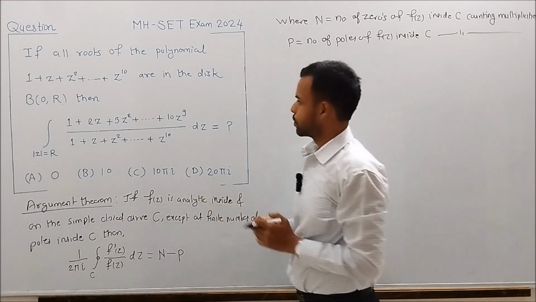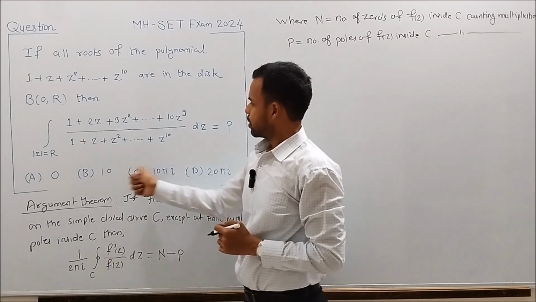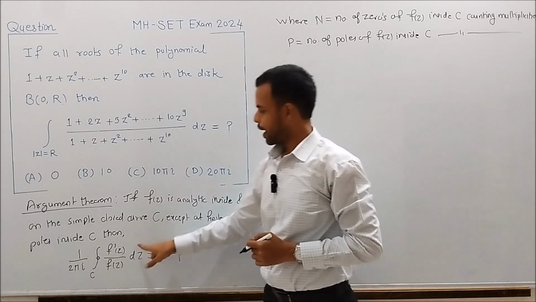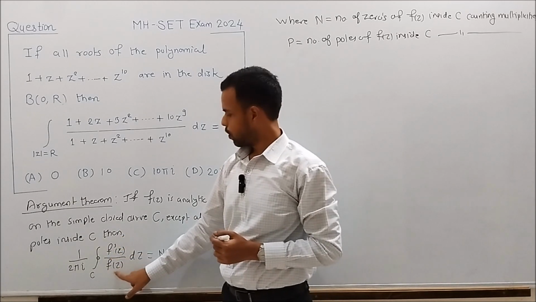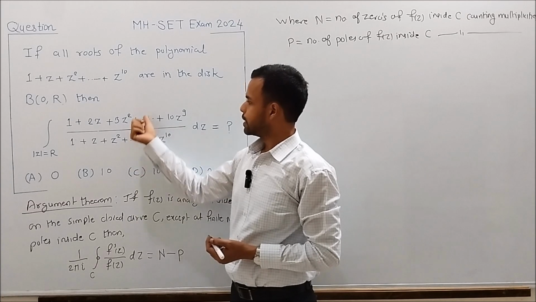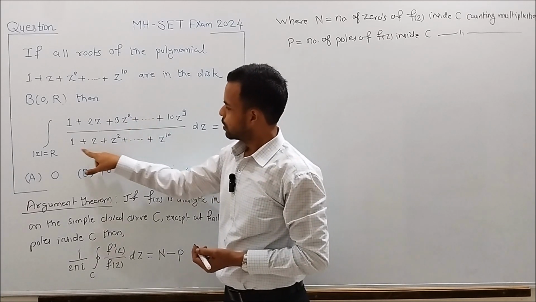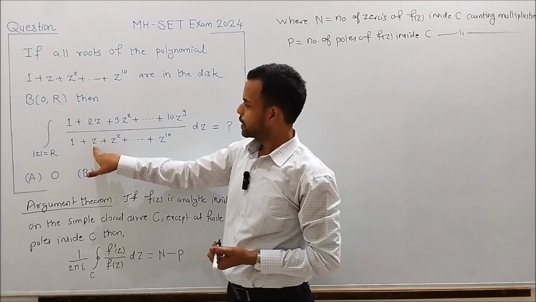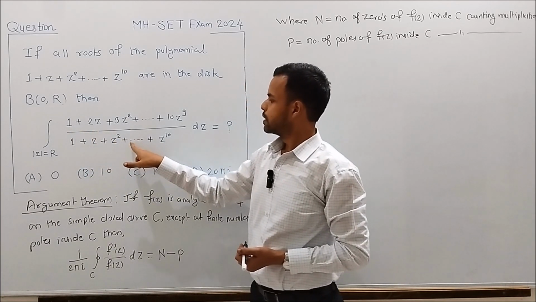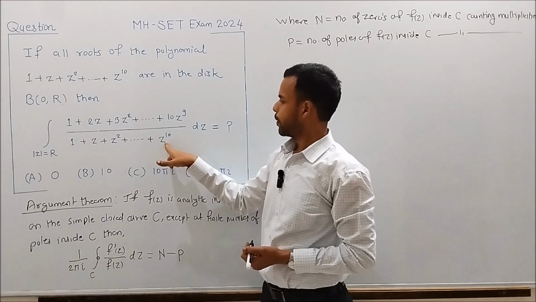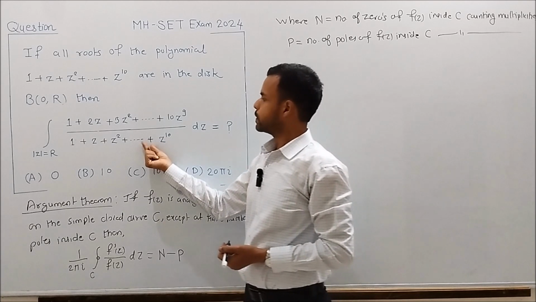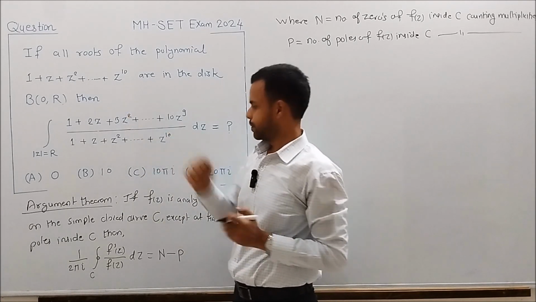So let us see. Here in our case, we can see that the form of this integral is the same as the form of the integral in this theorem. This is f of z and this is f dash of z. To see this, the derivative of 1 is 0 and the derivative of z is 1. The derivative of z square is 2z. The derivative of z cube is 3z square, and so on. The derivative of z to the power 10 is 10z raised to power 9. So this is f of z and this is f dash of z.